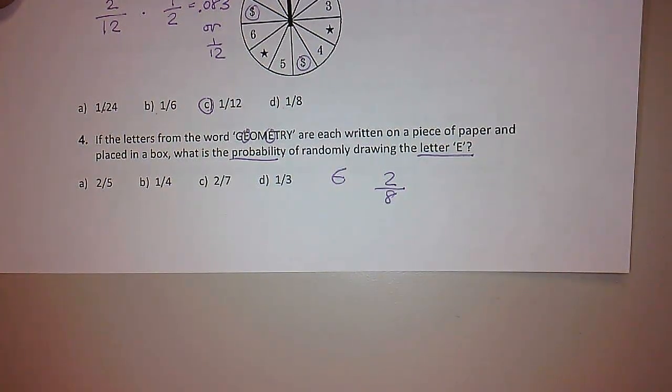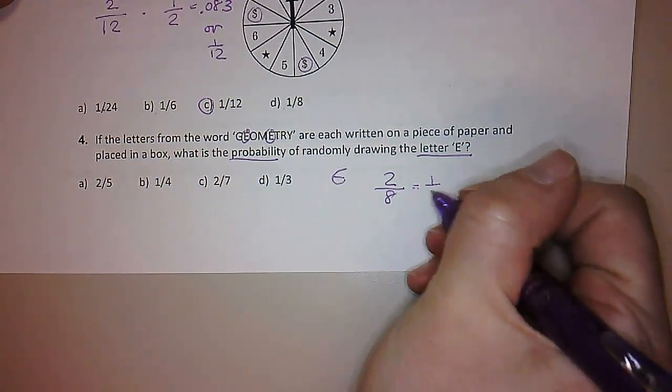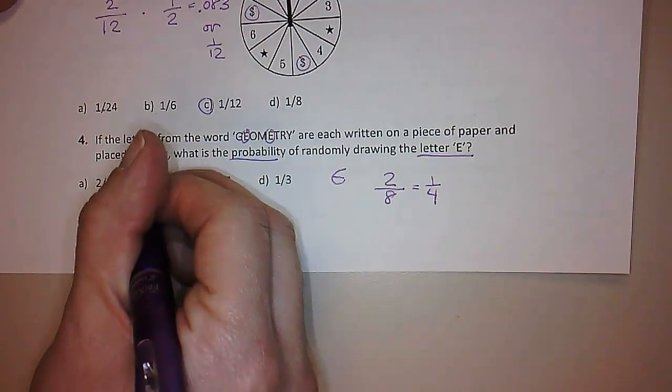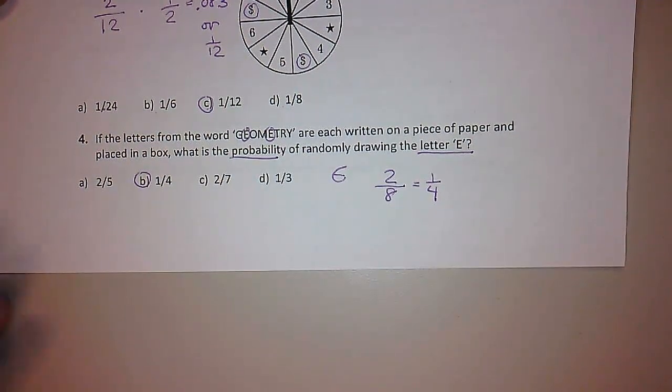If you can simplify this without assistance, that's awesome. 2 out of 8 gives you 1 out of 4. But if you need the calculator, you know the trick now. You can type in 2 over 8, hit enter, and then math enter enter gives you the simplified fraction. Let's move on to number 5, so flip with me.